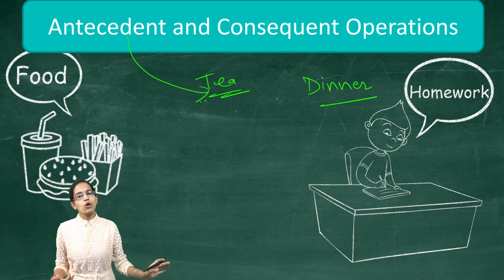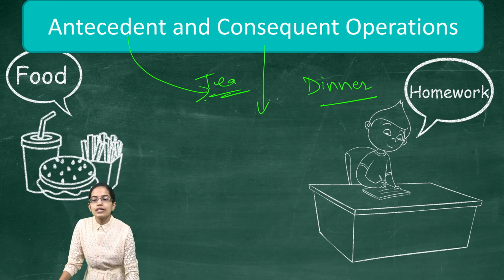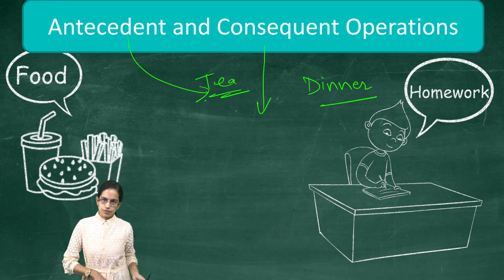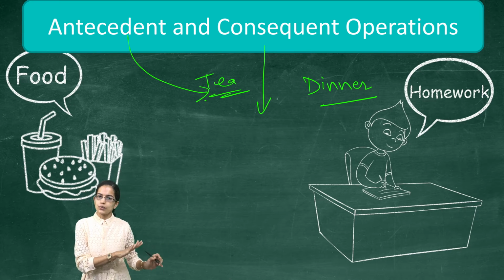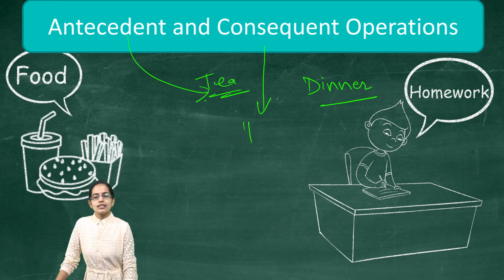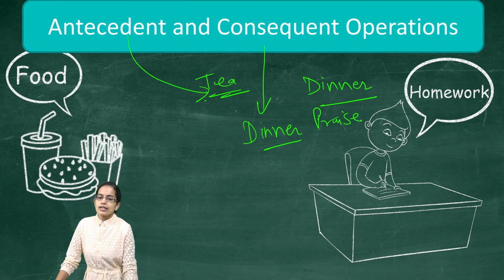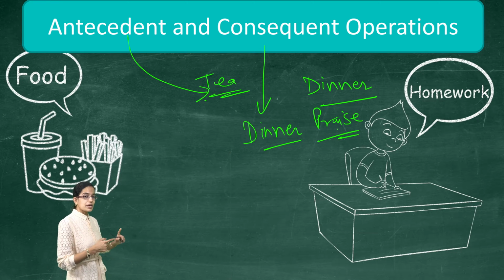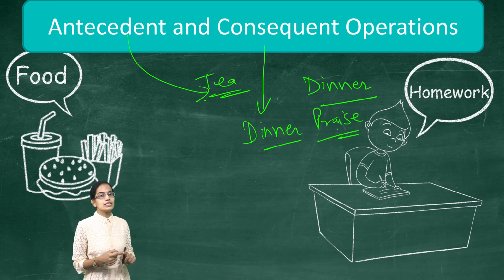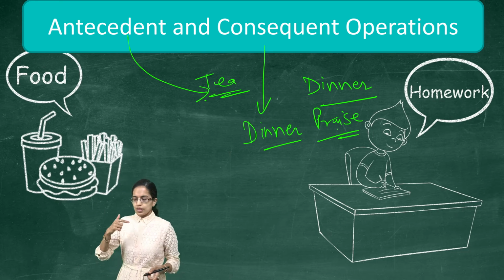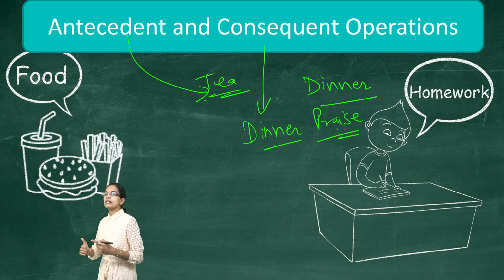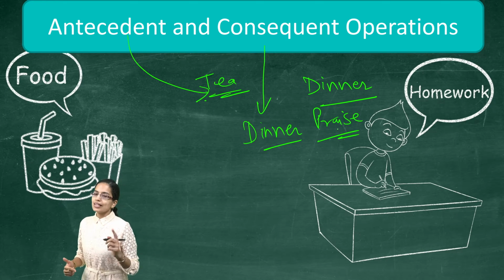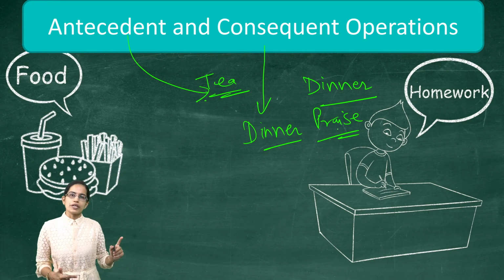What could be a consequent operation? Consequent is something that happens after. Let's say the child takes the diet normally during dinner time. Rather than leaving it as such, you simply praise the child. And this is a consequent operation. The child would be happy about it, and when the child is happy, probably this would become a habit next time. And this is what a consequent operation is.